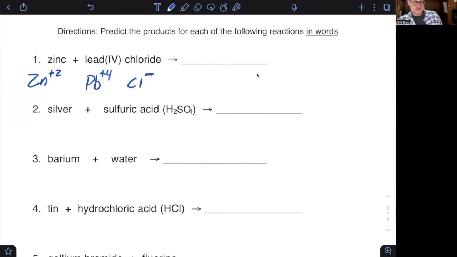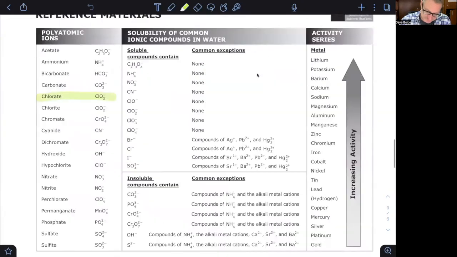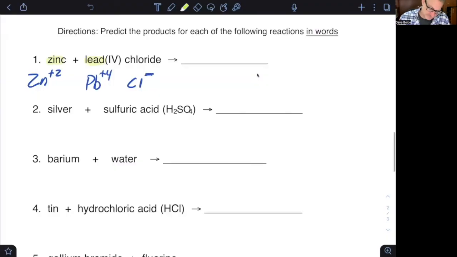Okay. So first thing we want to do is see, is zinc strong enough to break the bond with lead? Well, let's take a look at our activity series. Okay. Let's find zinc. Here it is. And let's find lead. Here that is. So zinc is higher on the activity series than lead is. So this reaction will occur. And what's going to happen is the positive must go with the negative because like charges repel. So zinc is going to bond to the chlorine.